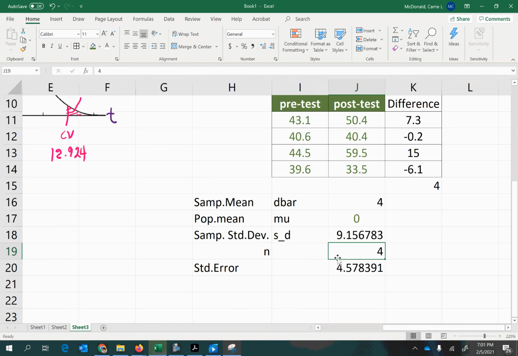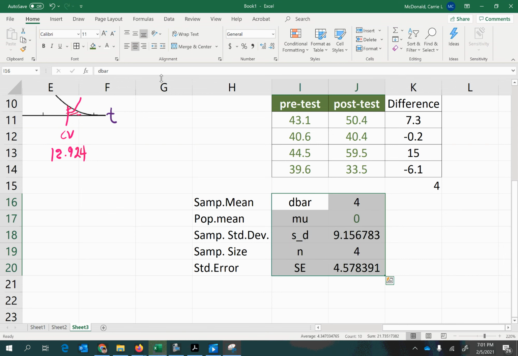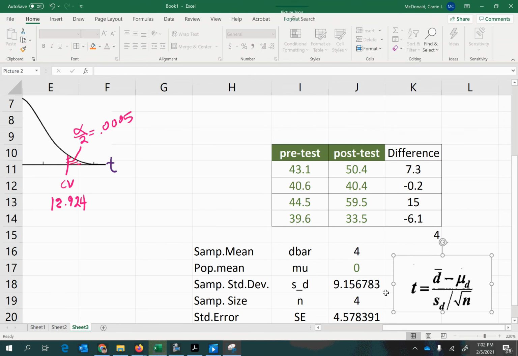I'll move these over here. Give us a little bit more context. This is our sample size and our standard error. Okay, so I think we're good here. So these are all of our parts that we need for our formula.